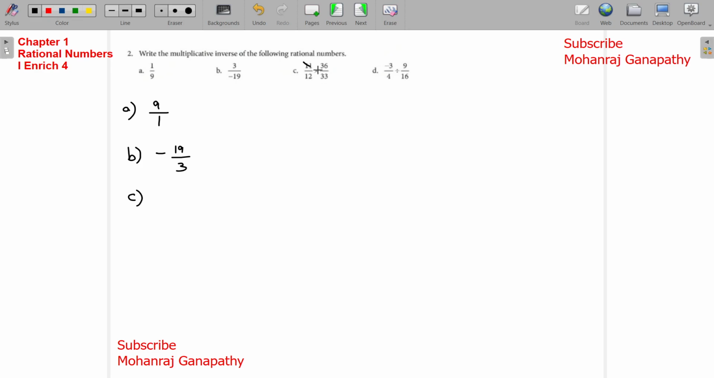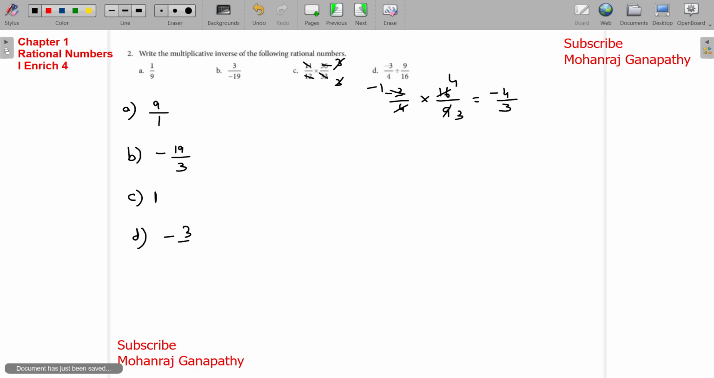C. 11 by 12 into 36 by 33. First we can solve this. 11 3s are 33, 12 3s are 36. So 1 is its multiplicative inverse. D. Minus 3 by 4 into, when you change division into multiplication, you have to reciprocate the fraction. 4 4s are 16, minus 1 3. So it is minus 4 by 3. For this, the reciprocal, the multiplicative inverse, is minus 3 by 4.